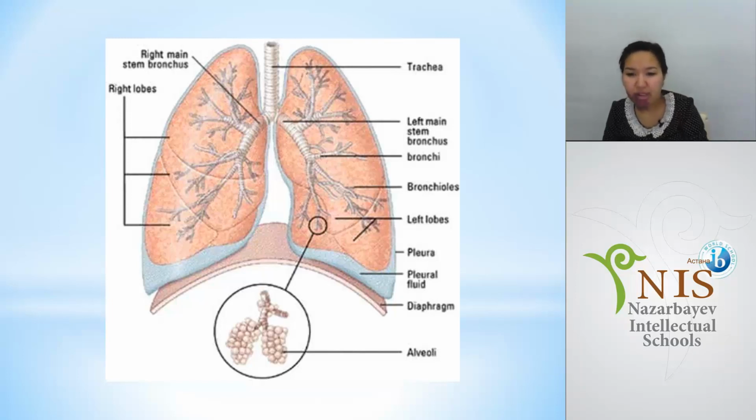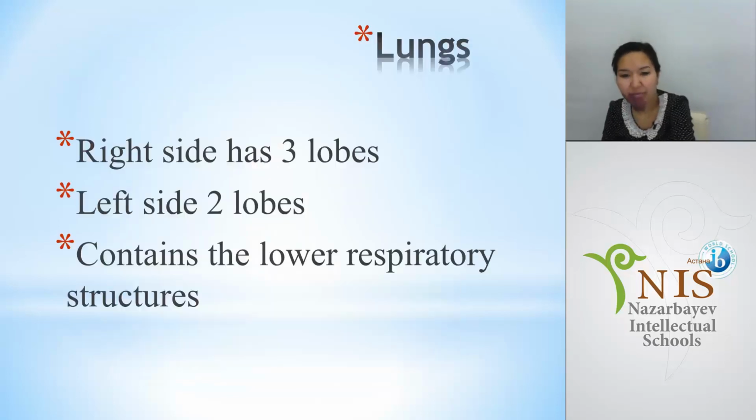Okay, here you can see the lung structure. We have a pleura, which is the outside layer of the lungs, and then between the lobes and the pleura we have pleural fluid. That is all the important things about the lung, lung structure, and the trachea.